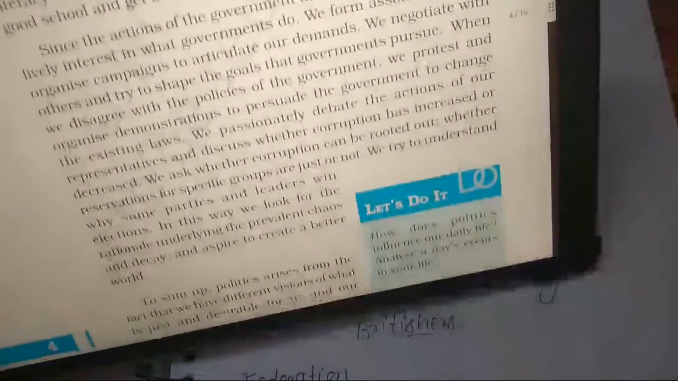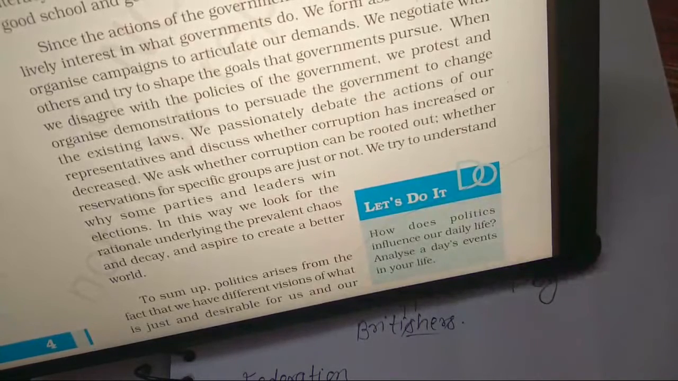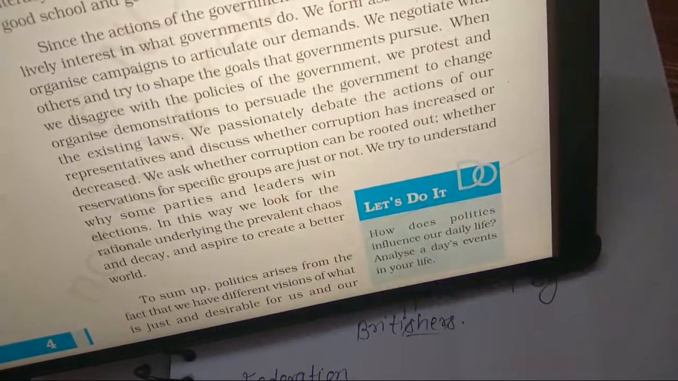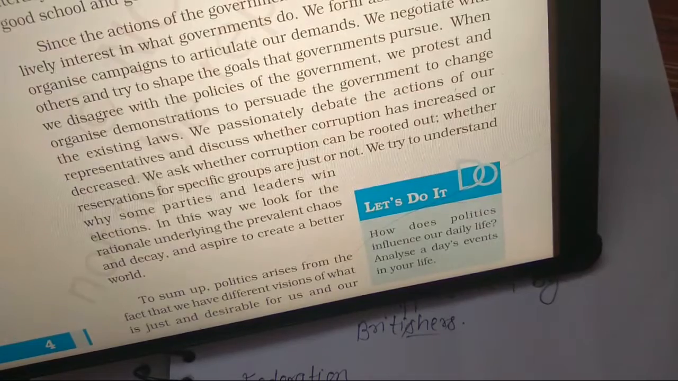Since the actions of the government affect us deeply, we take a lively interest in what governments do. We form associations and organize campaigns to articulate our demands. We negotiate with others and try to shape the goals that government pursue. When we disagree with the policies of the government, we protest and organize demonstrations to persuade the government to change the existing laws. We passionately debate the actions of our representatives and discuss whether corruption has increased or decreased.